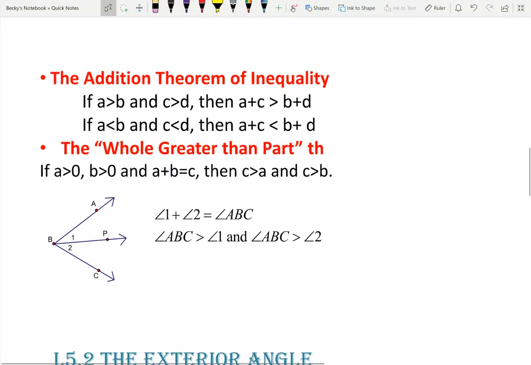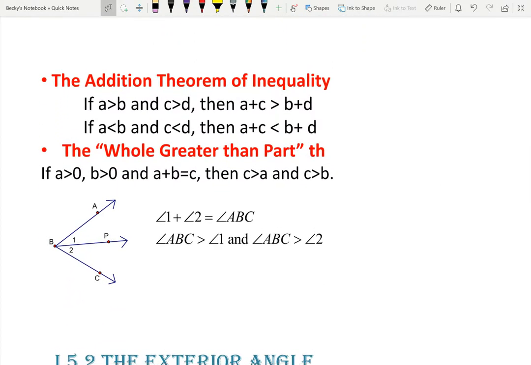All right, moving on, just a little bit more here, and we're going to be finished with this first lesson, short and sweet. The addition theorem of inequality. When we did this before, we just called this addition property. And to be honest with you guys, I still call it the addition property. I can't think of a time that we call it this on any of your assignments, but let me explain it to you.